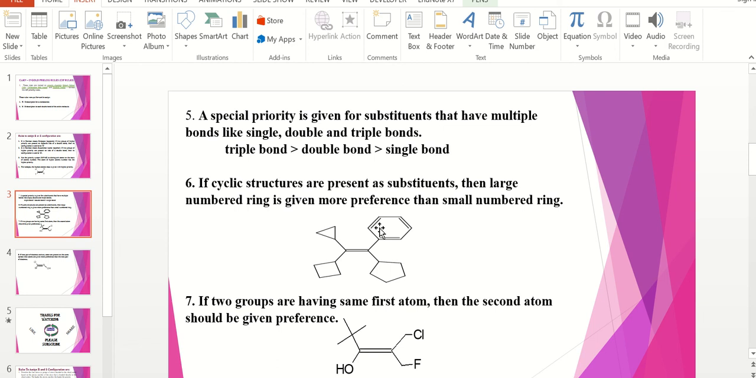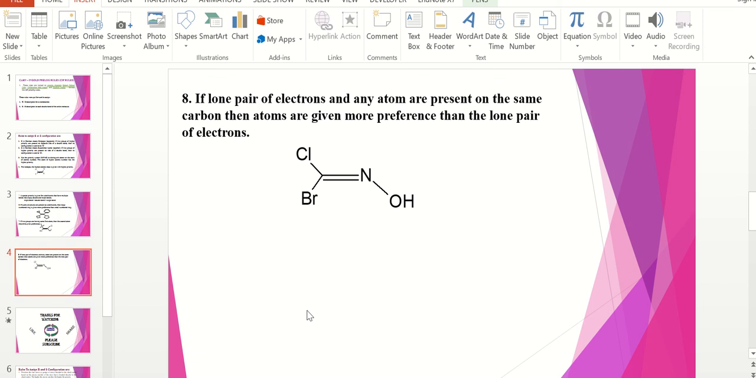Then if cyclic structures are present, a large numbered ring is given more preference than a smaller numbered ring. Then if two groups have the same first atom, then the second atom should be given more preference. So here CH2 is the same, so Cl is given more preference here. In the same way, if a lone pair of electrons is present, then the lone pair of electrons is given the least preference than the atom or group that is attached to the double bond. This is how we say it about your Cahn-Ingold-Prelog rules to assign EZ configuration to your double bonded molecules.